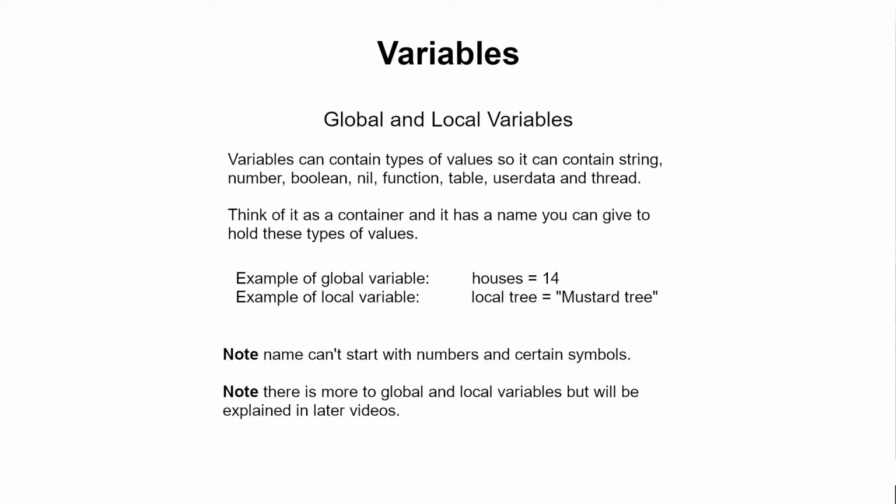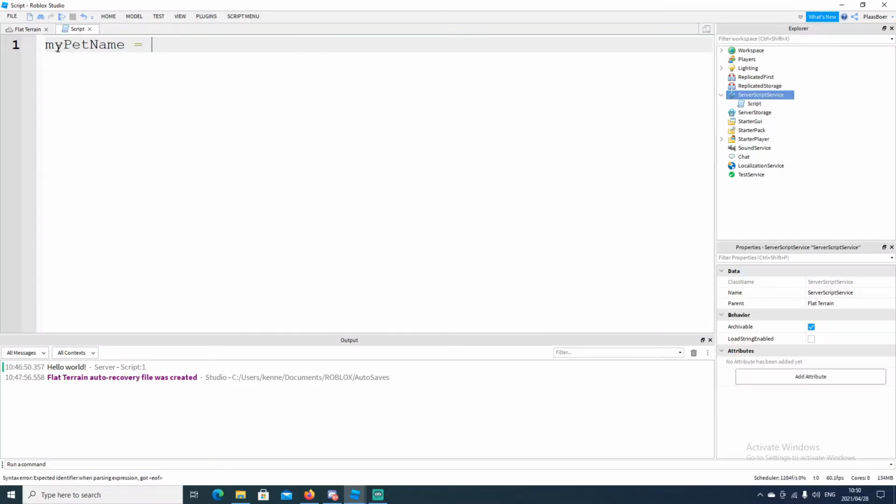Okay, so I'm going to create a global variable. Let's call it my pet name. I'm going to assign it a value of a type string. So I'm going to put double quote, and let's put my pet name here, Pooh Bear. So this is the variable name, and with this equal sign we're assigning this variable to this value, which is a type string. So this is how you create a variable, and this is known as a global variable.